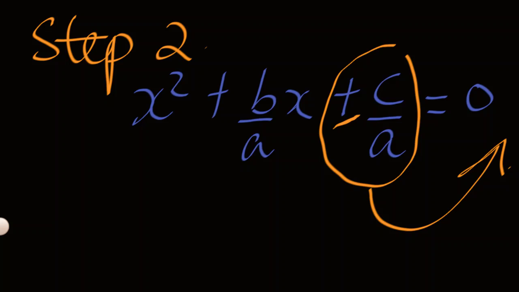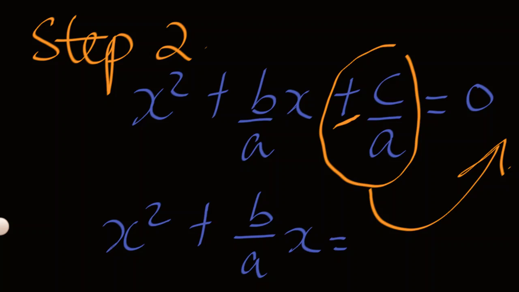So let's do that. We have x squared plus b over a x equals minus c over a. That's step number 2. And step number 2 is done. We have isolated our constant. We took it from the left-hand side to the right-hand side, and the sign changed from being positive to negative. We are ready for step number 3.